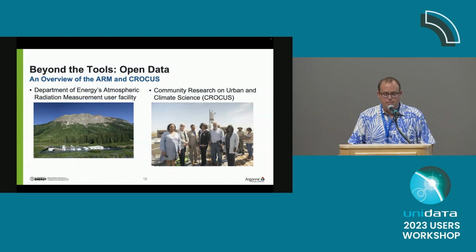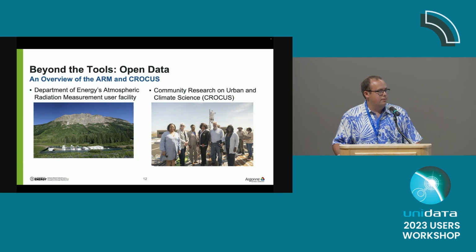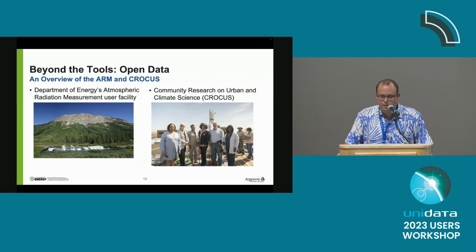So the main programs that I work with are the Atmospheric Radiation Measurement User Facility, which is sponsored by the Department of Energy. That's one of the facilities that's located near Crested Butte, Colorado right now. Then I also work quite a bit with the Crocus Project, Community Research on Urban and Climate Science, which is a project all focused on urban climate around Chicago. Both these projects are producing different data sets, and beyond just data, a bunch of other toolkits. But I just want to provide some perspective on open data in the context of these projects.